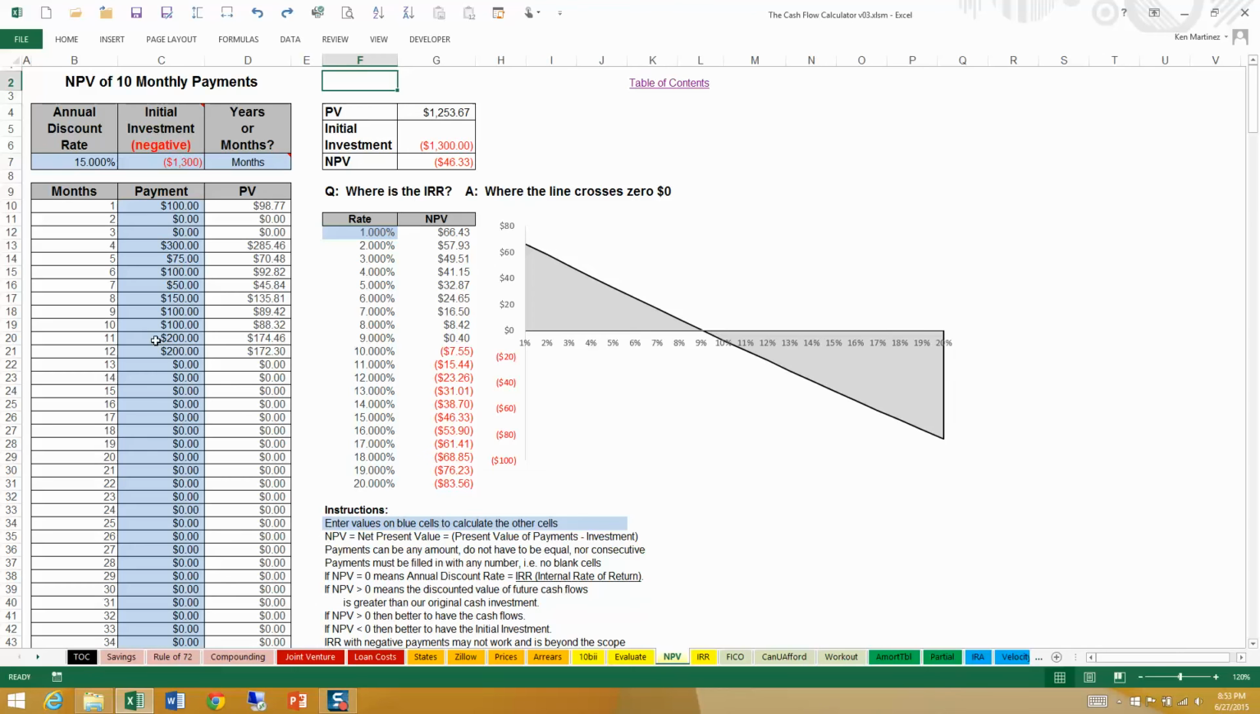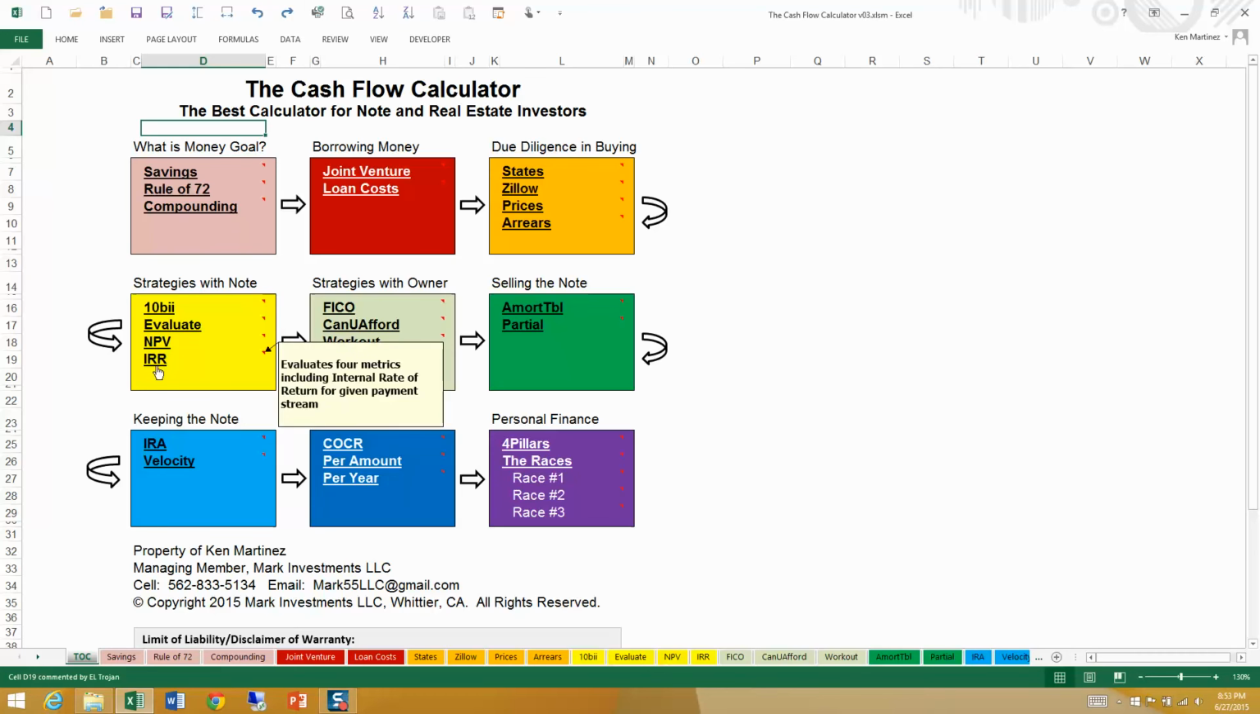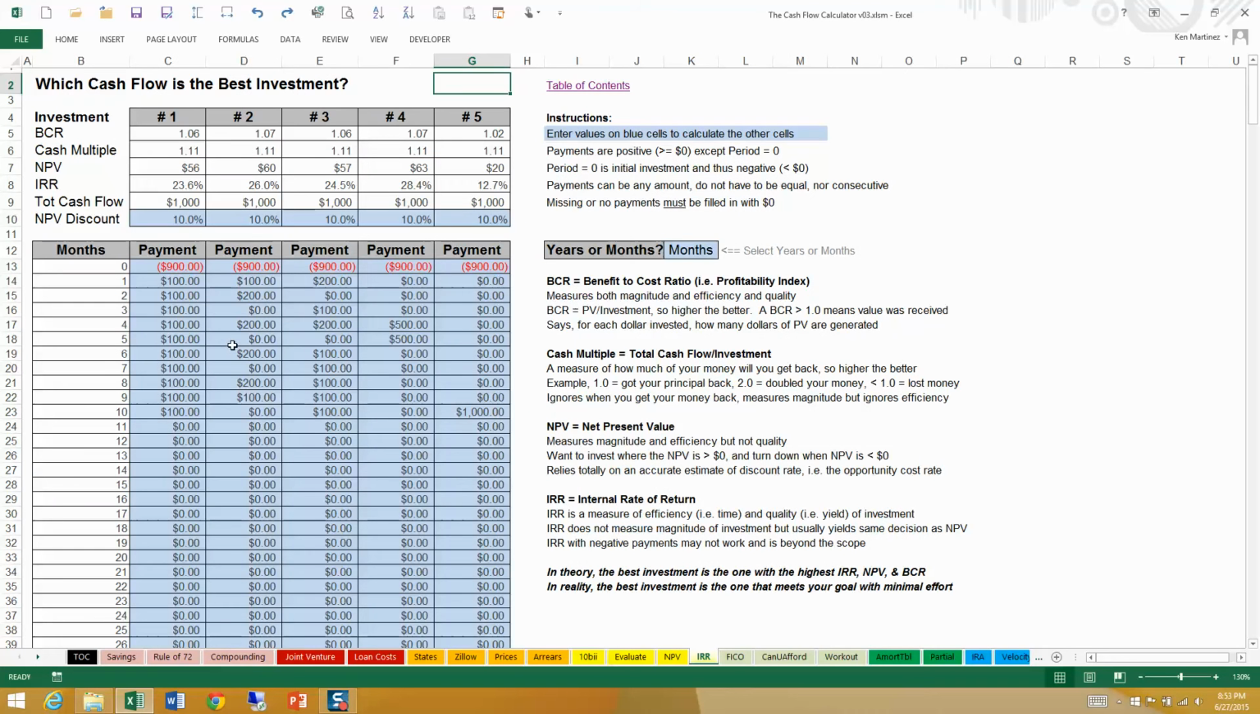The net present value: for a given payment stream and an initial investment, what is your net present value? And does that hit your goal or not? And what is internal rate of return? It'll actually give you a visual graph of where the IRR is being calculated.